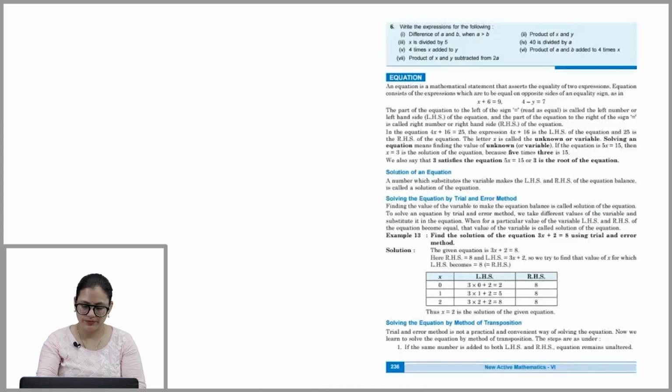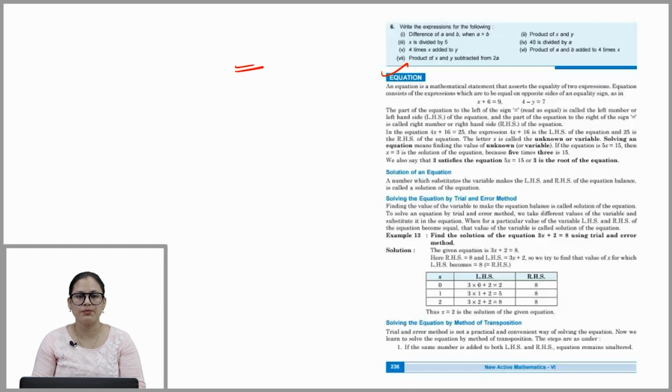Next, equation. An equation is a mathematical statement that asserts the equality of two expressions. An equation consists of the expressions which are to be equal on opposite sides of an equality sign, as in x plus 6 is equal to 9, 4 minus y is equal to 7. The part of the equation to the left of the sign equal is called the left side or LHS, that is left hand side of the equation. And the part of the equation to the right of the sign equal is called right side or right hand side, that is RHS of the equation.